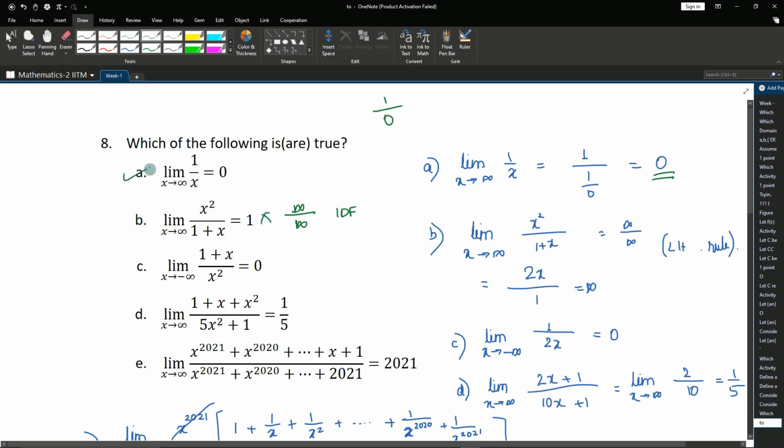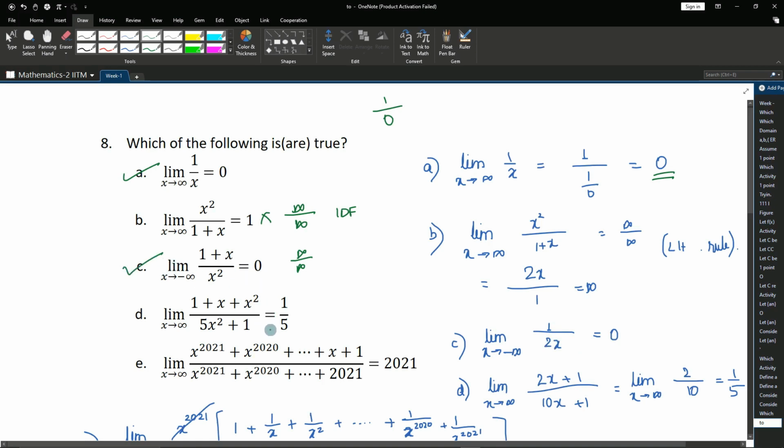First option is right. So what about the third option? In the third option, the limit extends to minus infinity. Again, if we substitute minus infinity, we'll have infinity by infinity, right? So again, we can directly differentiate using L'Hospital's rule. The differentiation of x plus 1 is 1, and of x square is 2x. So now if we substitute x equal to minus infinity, we'll have 0, right? So this option is also right.